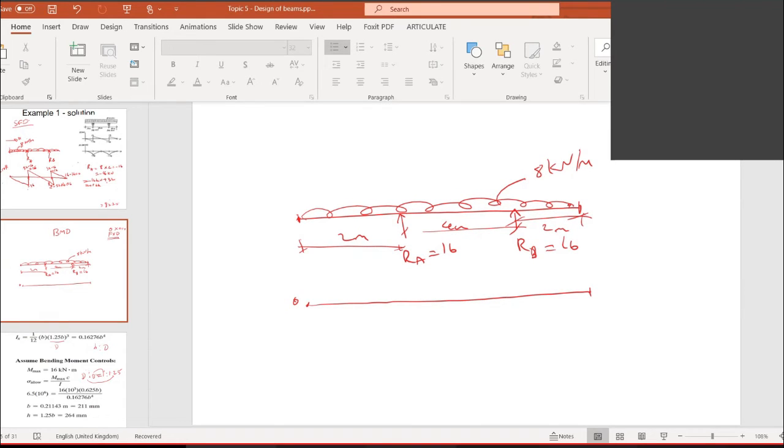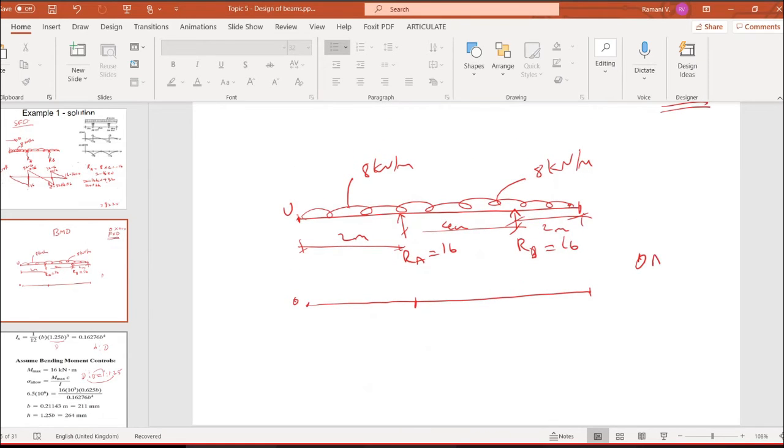Where is my calculator? Okay. Start from here. At this point is 2 meter distance. Loading is 8, right? The same value you can take, 8 kilonewton per meter. So my moment at this point, between O to A, will be 2 times 8, which is 16.